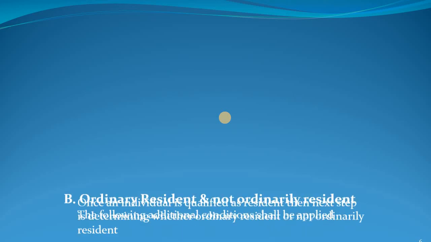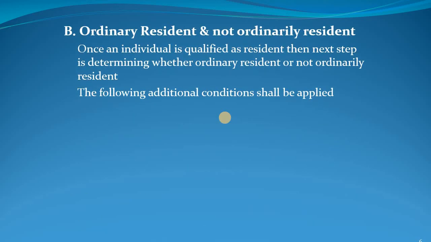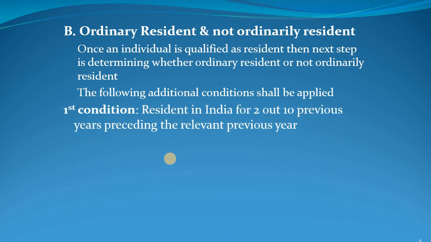So what I have said, once an individual is determined as a resident, then we have to see whether he is an ordinary resident or not ordinary resident. So once an individual is qualified as resident, the next step is to determine whether ordinary resident or not ordinary resident. So the following additional conditions shall be applied. That means he has to fulfill them. So what are those? First condition, resident in India for 2 out of 10 previous years preceding the relevant previous year. That means he has to be resident.